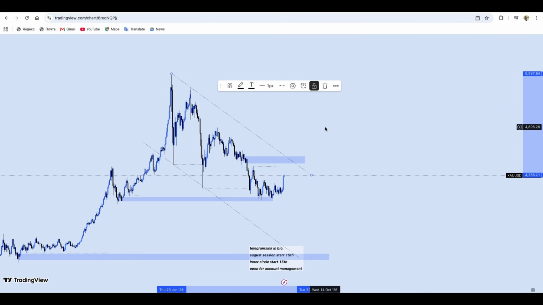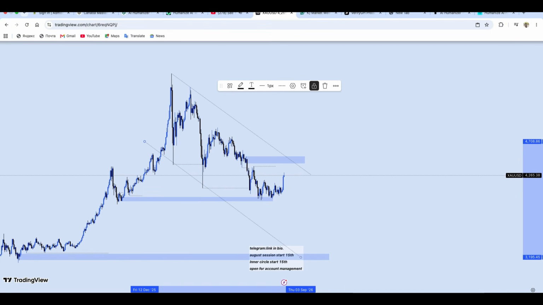Now let's try and see if we can find an intraday setup to take together. All right, that is it. So let me stop the recording because I'm done with the overall directional bias.